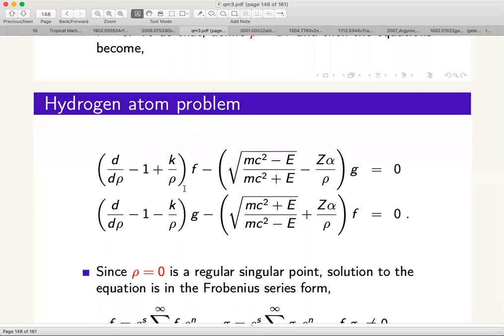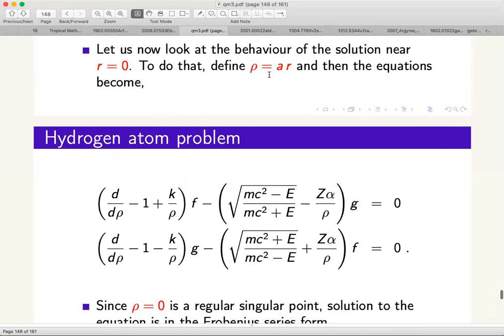This rho is different from that r equals 1 over rho thing, because that is different from this. Here rho and r are just related by a linear relation.